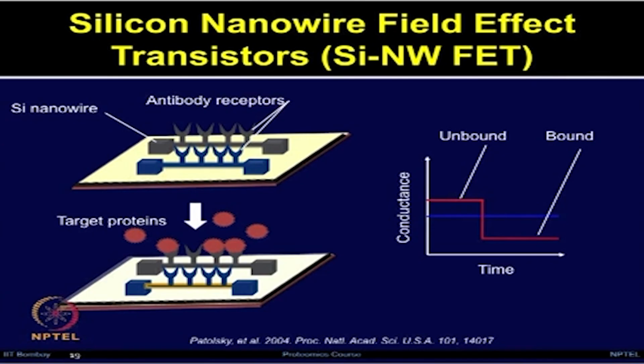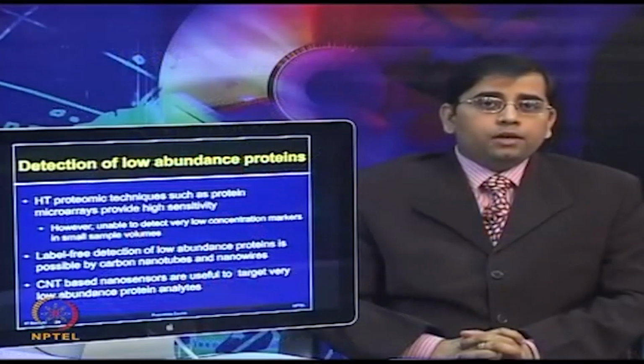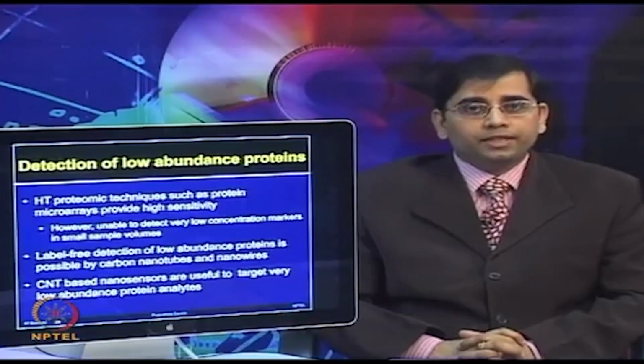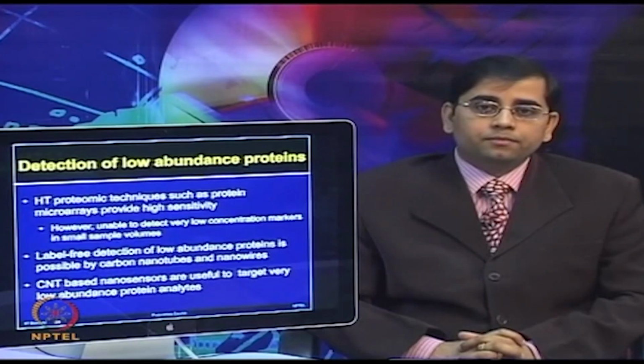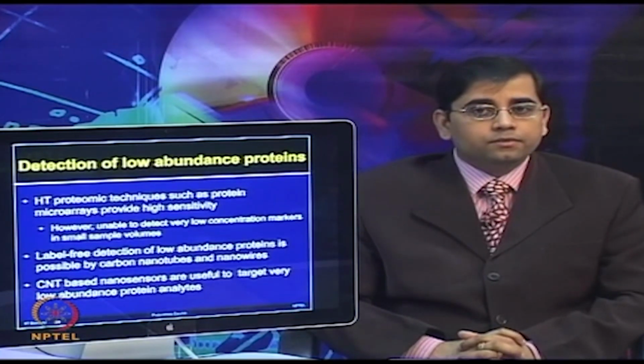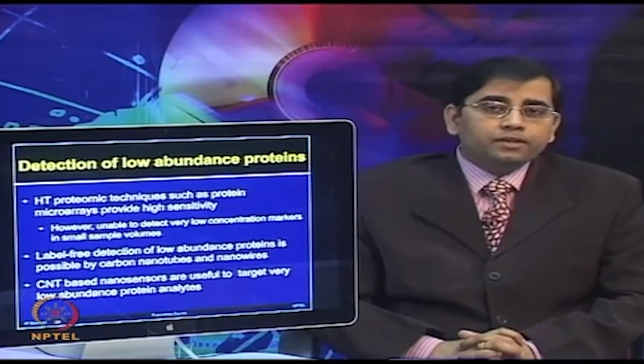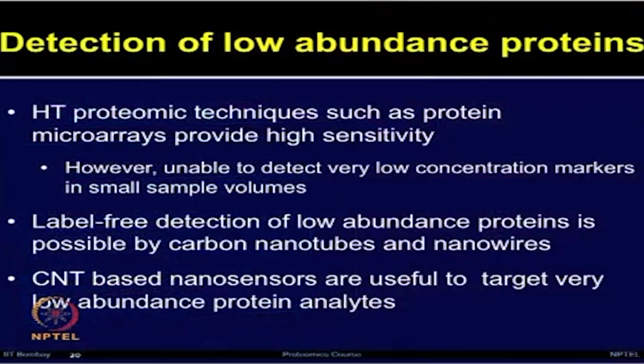As you can see in the right panel, where conductance is plotted on the y axis and time scale on the x axis, from the unbound to the bound state, there is a change in the conductance, and that is measured to detect the interaction of antigens and antibodies. In proteomics, detection of low abundance proteins remains one of the major challenges. So, many high throughput proteomic technologies including protein microarrays provide very high sensitivity, but when we are screening with biological samples, biological fluids, detection of very low concentration biomarkers in a very small sample volume remains very challenging.